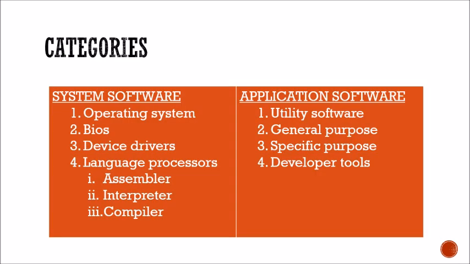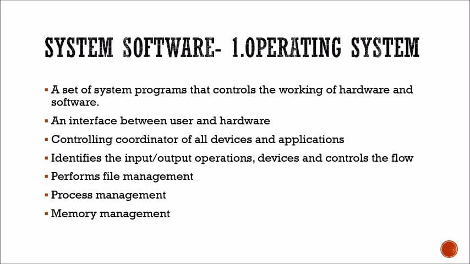The broad category of software is system software and application software. This video is covering only system software. There are four types of system software. The first one is operating system. You all must have heard this term operating system.